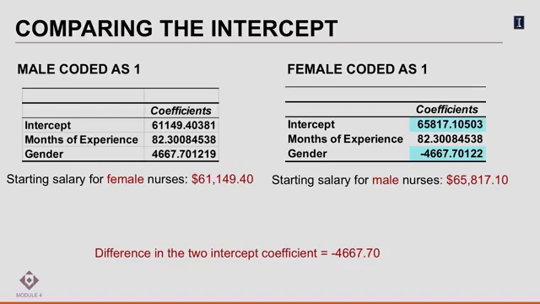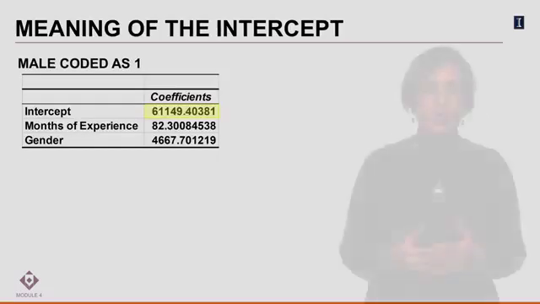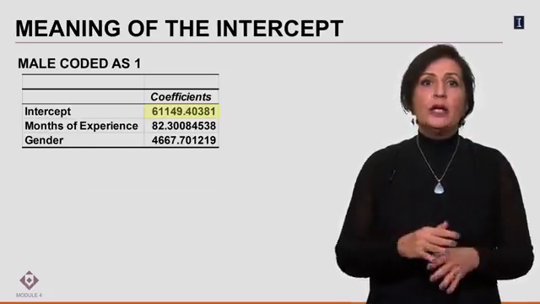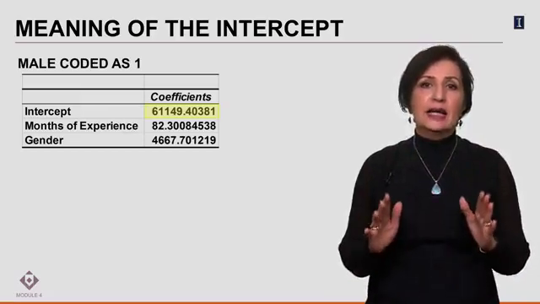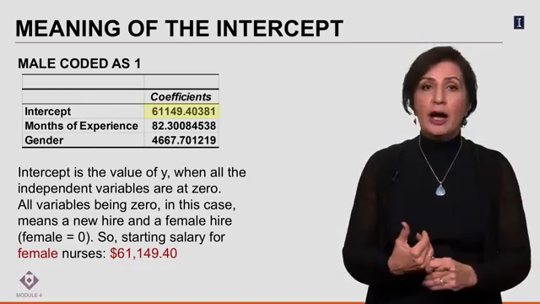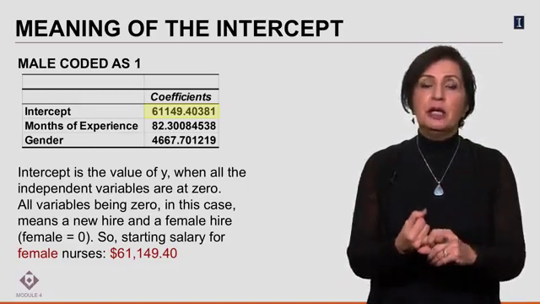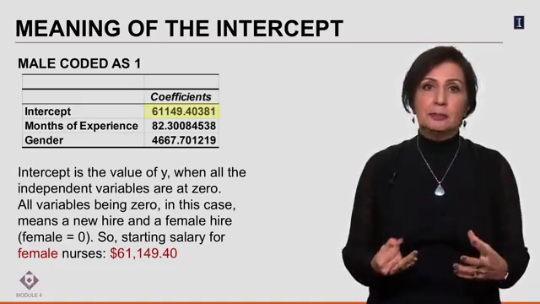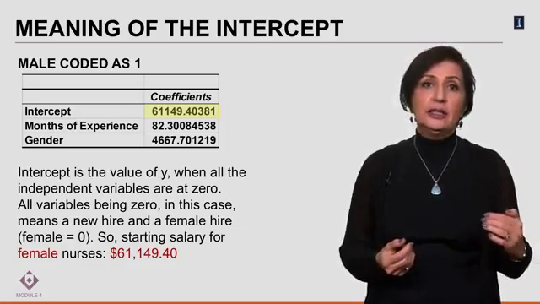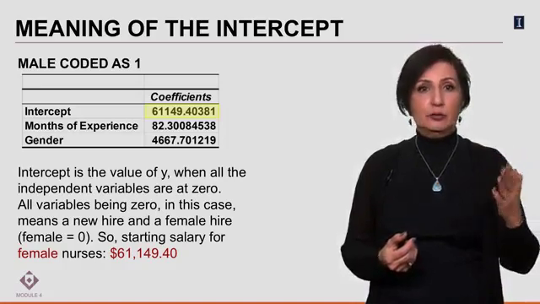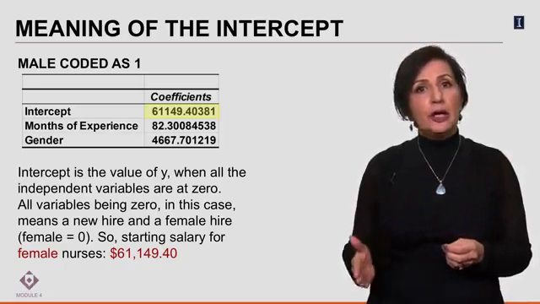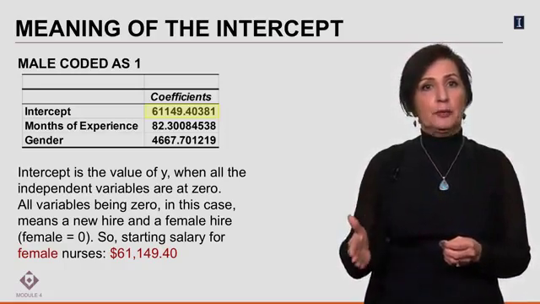Now that you see the numbers, let me explain the principles of it. The coefficient value of the intercept is the value of y when all the independent variables are set at 0. All variables being 0, in this case, would mean this nurse is a new hire and is a female nurse. Female is equal to 0. Thus, the intercept in the model, when we code the dummy variable as 1 for male nurses, shows the starting salary for female, and that would be $61,149.40. And it would be the other way around when we code female nurses as 1.